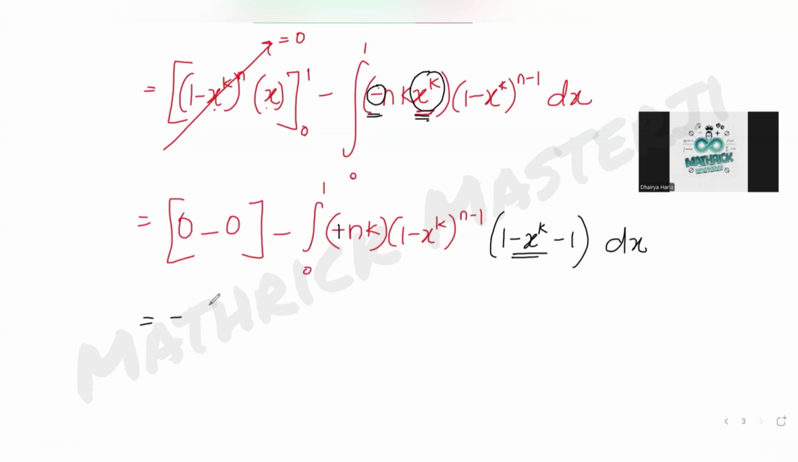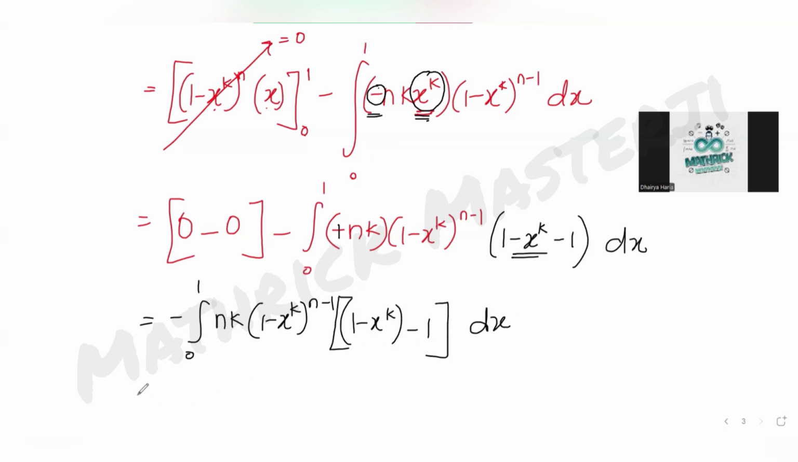So I get from here minus, limits go from 0 to 1, nk times 1 minus x raised to k, the whole raised to n minus 1. And if I split this, I get 1 minus x raised to k minus 1, dx. So if I take the separate limits, I have minus nk, 0 to 1, 1 minus x raised to k.